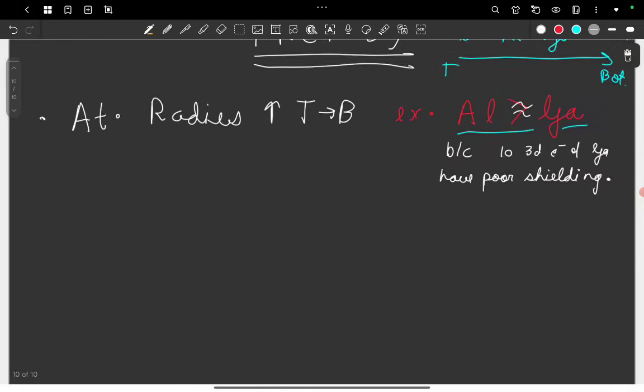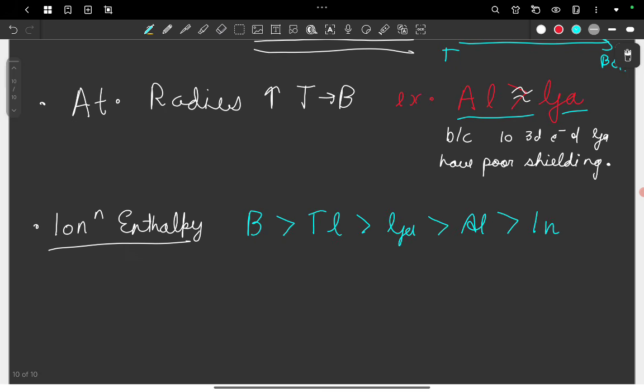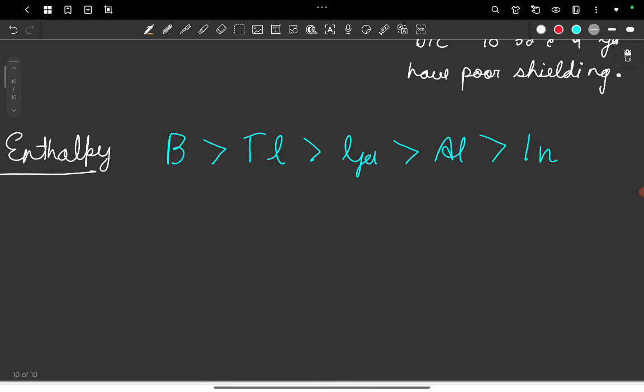Okay. Now, let's talk about ionization enthalpy. Ionization enthalpy is basically the energy needed to remove an electron from the outermost shell of an atom. You have studied this in chemical bonding and also periodic table. There is no fixed order, so you have to remember this order: boron, thallium, gallium, aluminium, indium. How the hell do I remember this order? Well, Bombay to Goa, all are Indians.